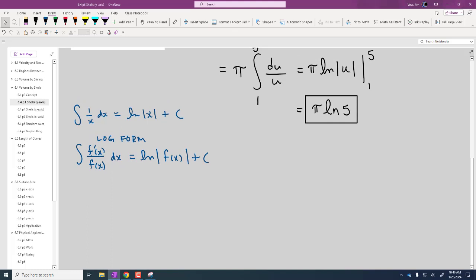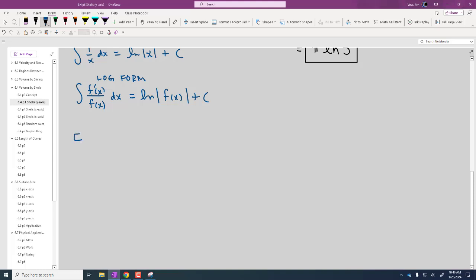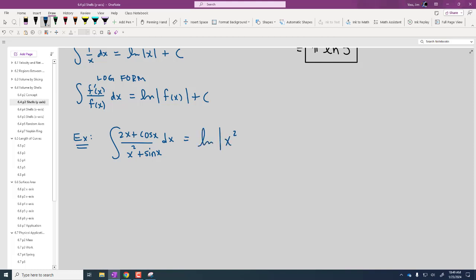Every single time. You don't have to do anything further. So for example, if we have the integral of x squared plus sine x in the denominator, and the numerator happens to be 2x plus cosine, you can immediately write down the antiderivative. That's in log form. The denominator has a derivative that's equal to the numerator. This is automatically, without any steps necessary, it's automatically that.